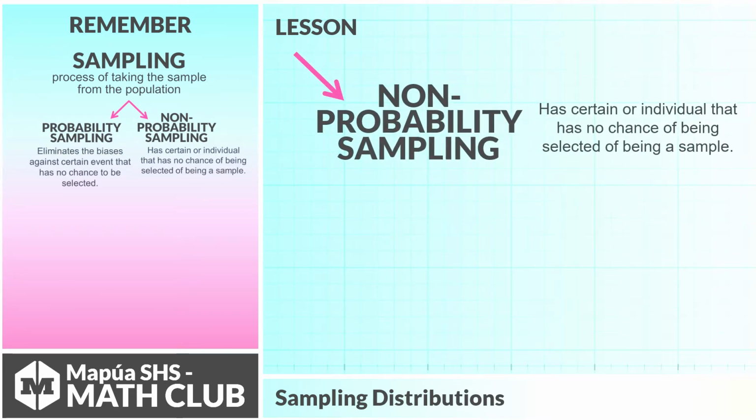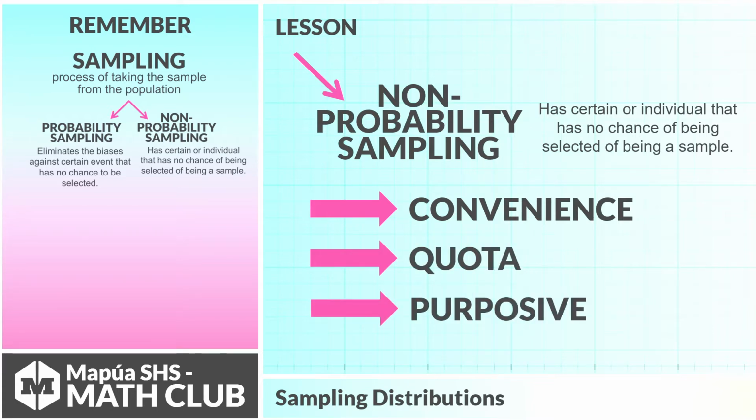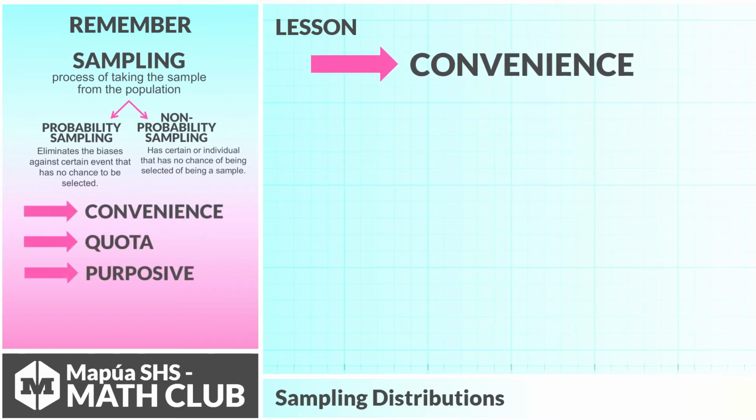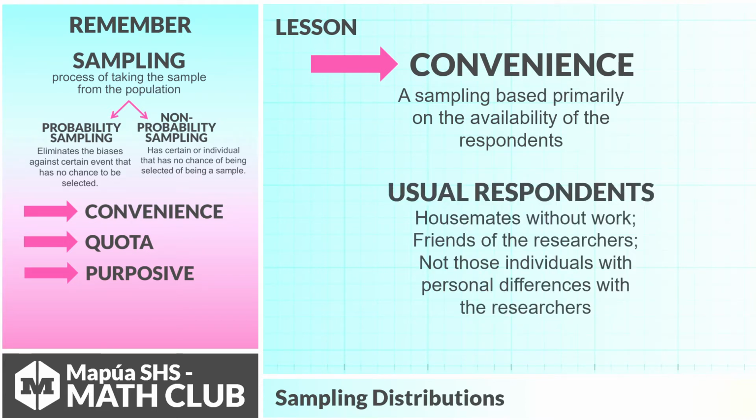Non-probability sampling can be further divided into three types, for instance, convenience, quota, and purposive sampling. By its term, convenience sampling is a sampling technique based primarily on the availability of the respondents to the researchers. So, whoever is convenient for the researchers to reach will be the respondents, like the processes done by those Kalye surveys wherein they ask whoever they see near.